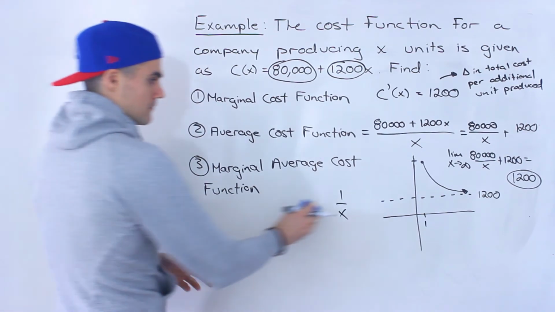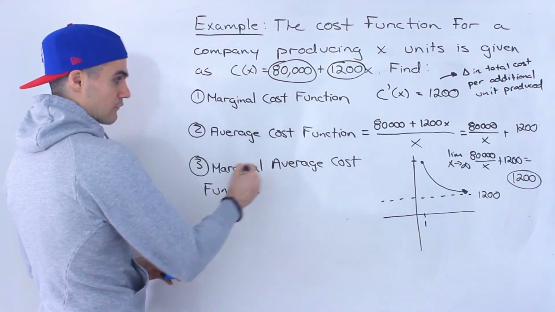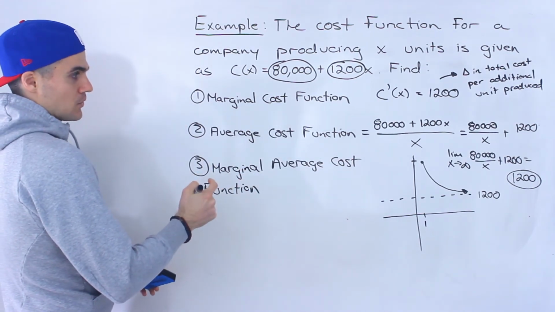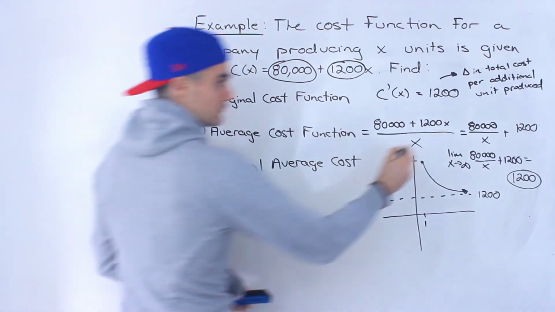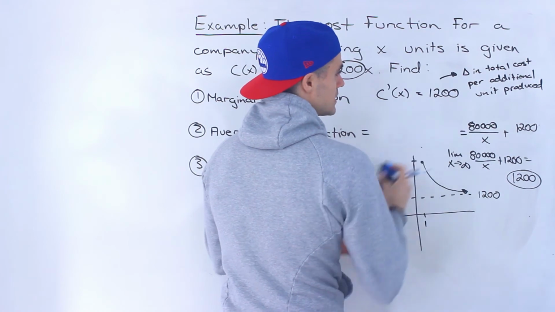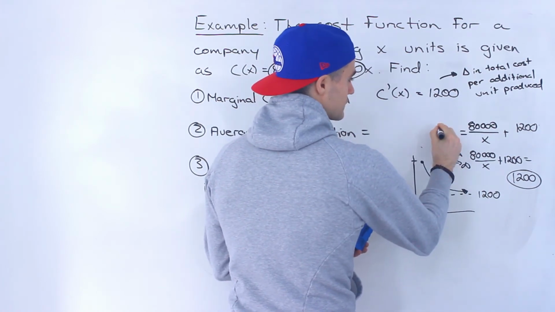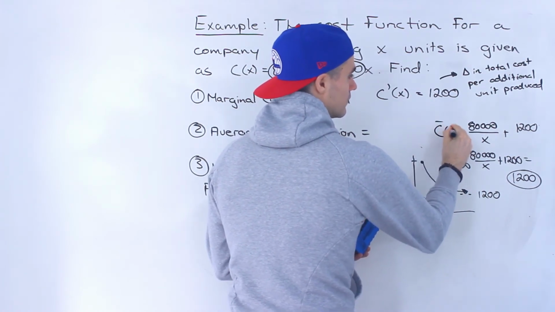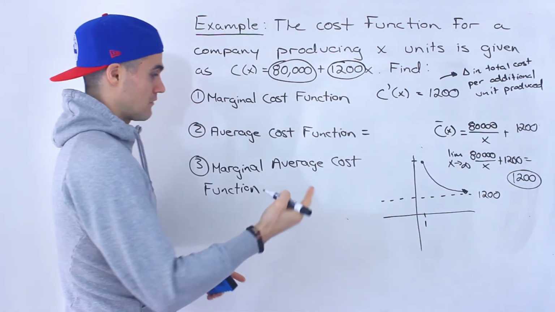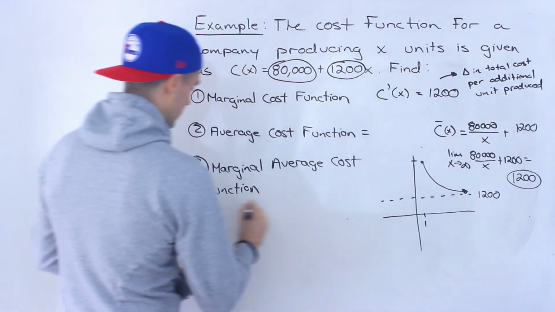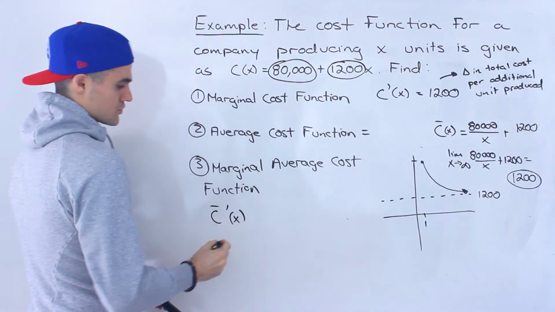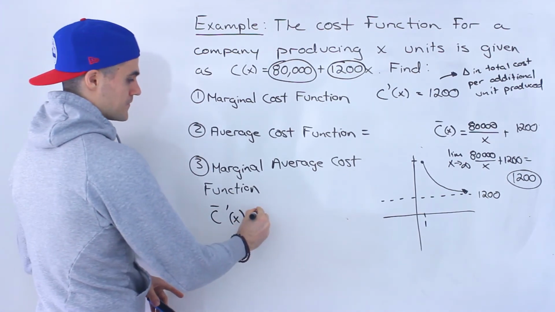And then the marginal average cost function, so I'm going to leave that over there actually, is just going to be the derivative of this function. Sometimes a notation for this, in certain textbooks, you'll see the average cost function be c bar x, like that. And so the marginal average cost function is just going to be the derivative of this. So if we put c bar, that first derivative symbol x, like that.